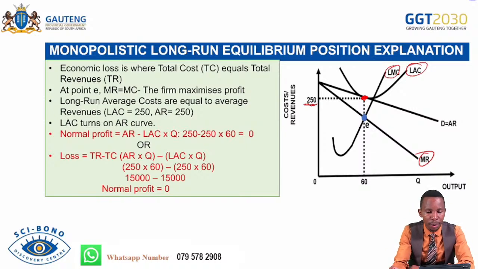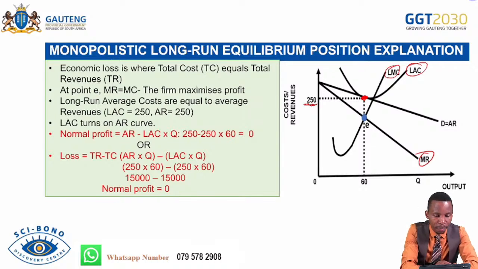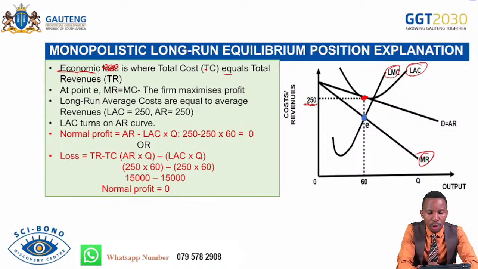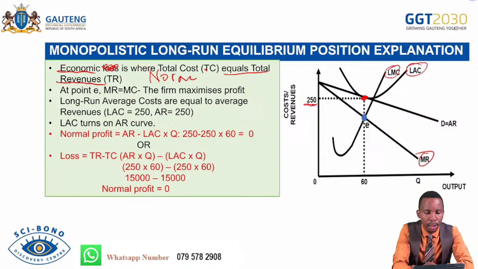Economic loss will be where? I mean, it's a normal profit, by the way. Normal profit will be where? Total cost equals the total revenue. So in that case, the normal profit will be achieved.